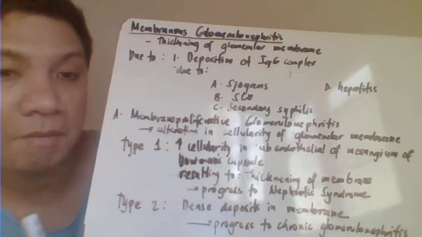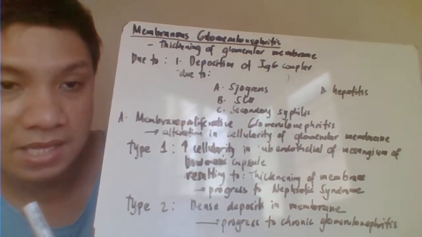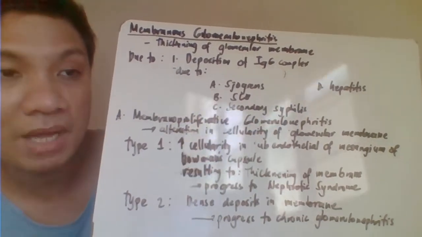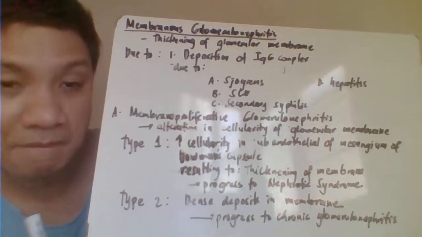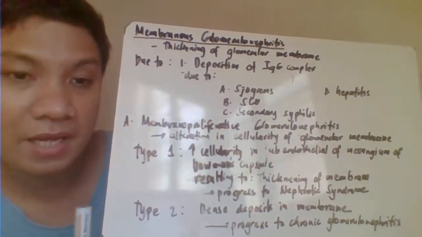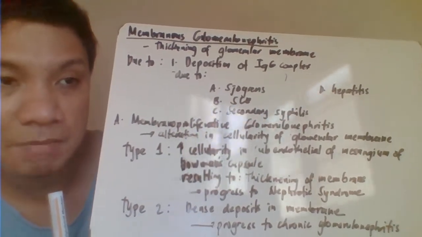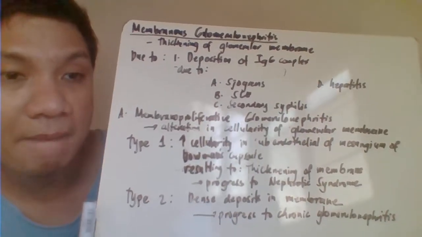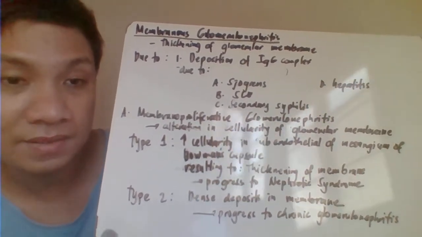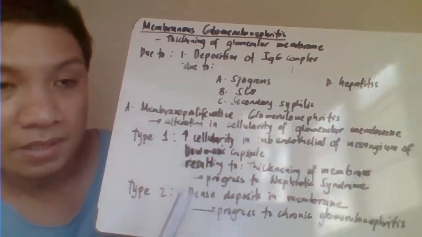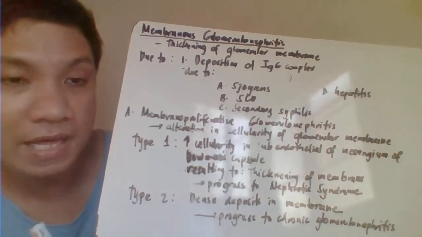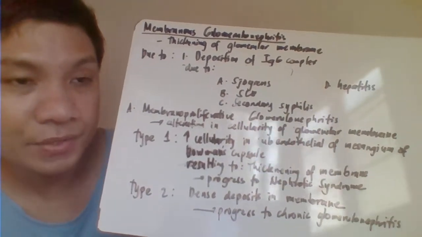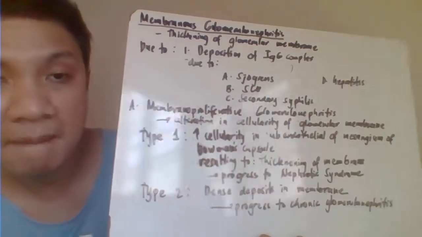So the next one, we have your membranoproliferative glomerulonephritis. It's just again an alteration in the cellularity of the normal glomerular membrane. Okay, there are two types of that, type 1 and type 2. So type 1 is basically because of the increased cellularity resulting in the thickening of your glomerular membrane. That's primarily increased cellularity in the subendothelial mesangium of your Bowman's capsule that would eventually result in the thickening of your membrane.